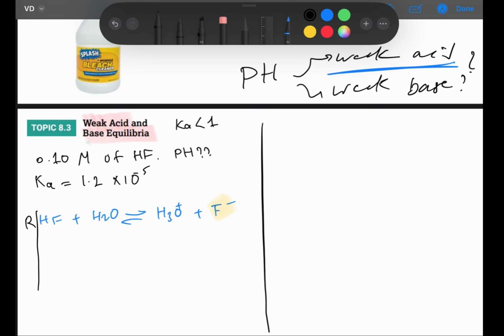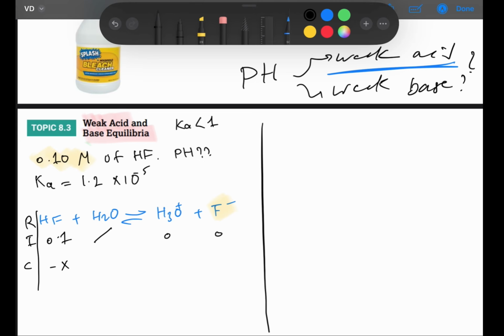We're going to apply the RICE table. So we start with the reaction. And since the initial concentration of HF is 0.1, I have to say it's 0.1 here. We don't care about water. And these guys will be 0 because we have the initial time at that point. The change will be negative X because it will start to dissociate.